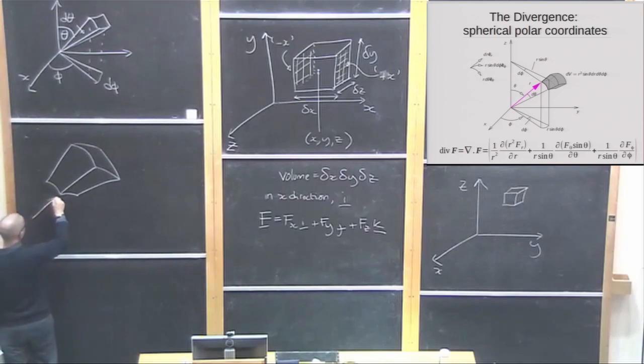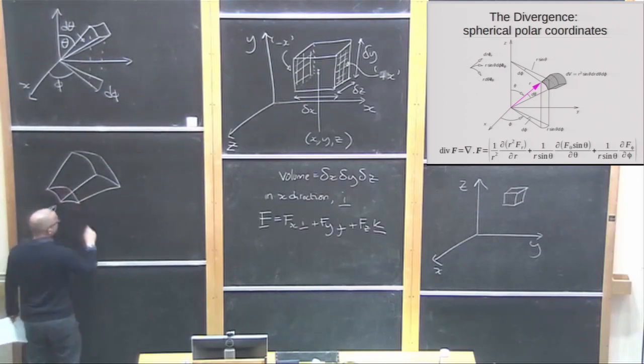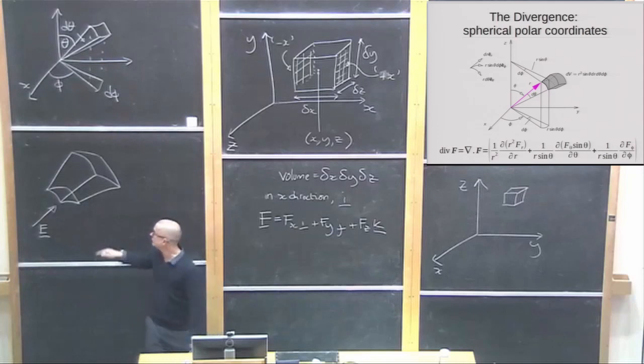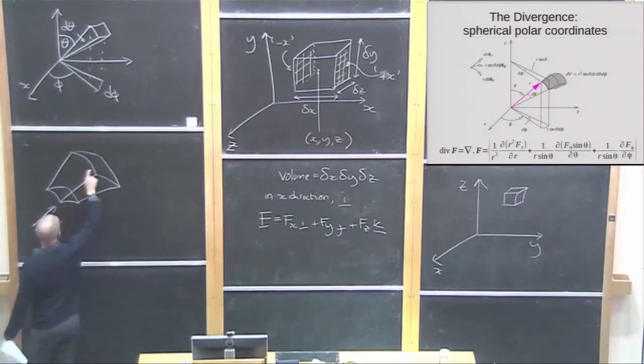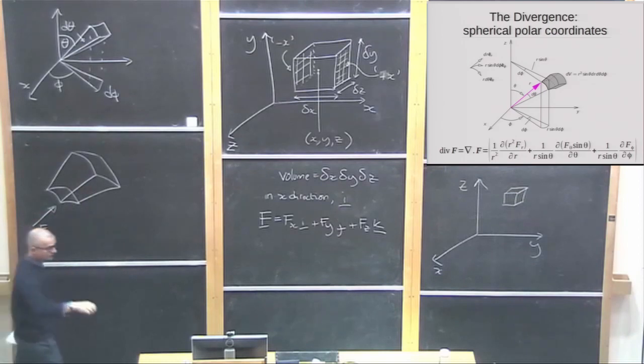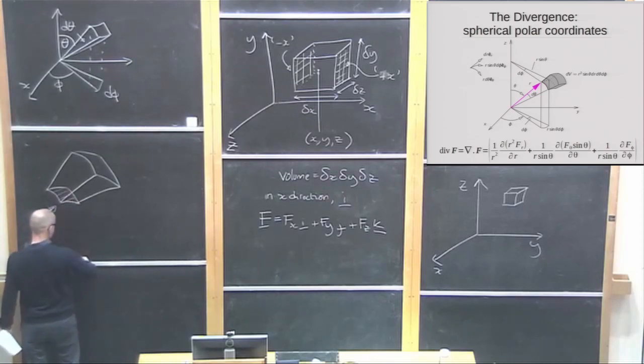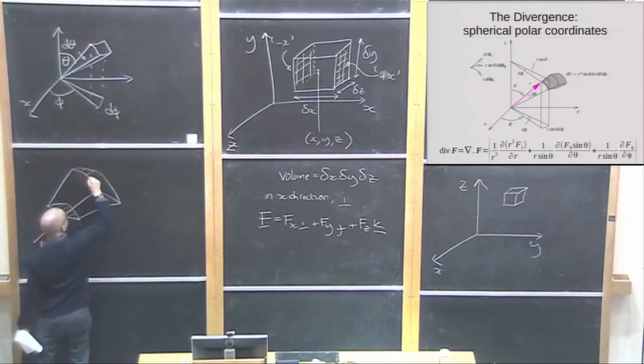Okay, so I have some little volume here in space. My electric field is a field which is acting radially out like that. And the point is, if I take this volume, my electric field is only flowing in and out of these two surfaces. All the other surfaces of this shape are perpendicular to the electric field, so there's no electric field flowing through them. So I want to consider this surface here and this surface here.